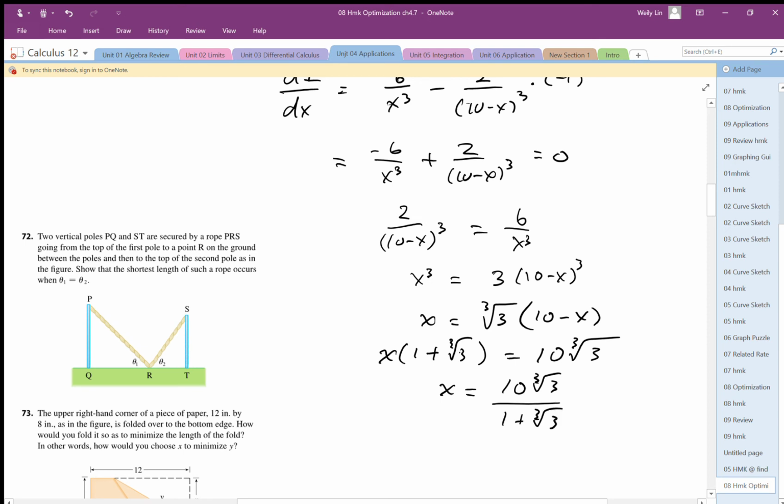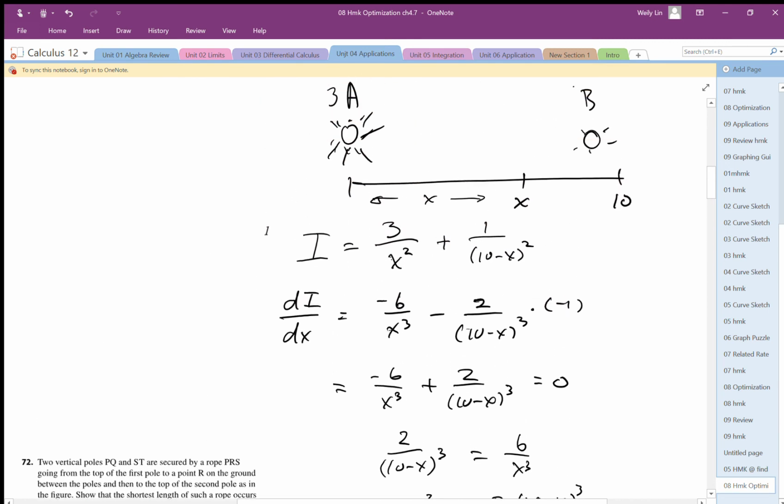As a decimal value, let's work that out. 10 cube root 3 divided by 1 plus cube root 3, and it's about 5.91. So 5.91 feet away from the brighter source. So it's closer to the dimmer source to get the least amount of light.